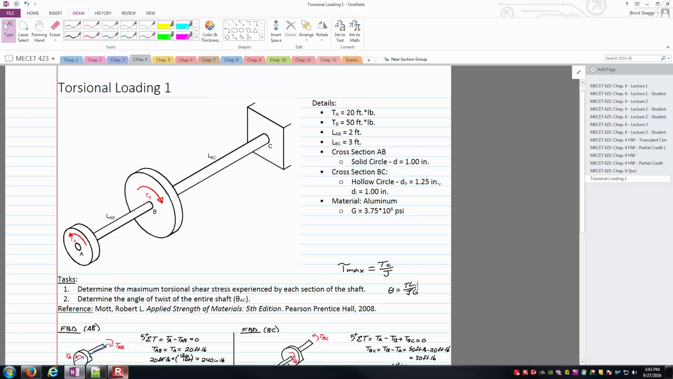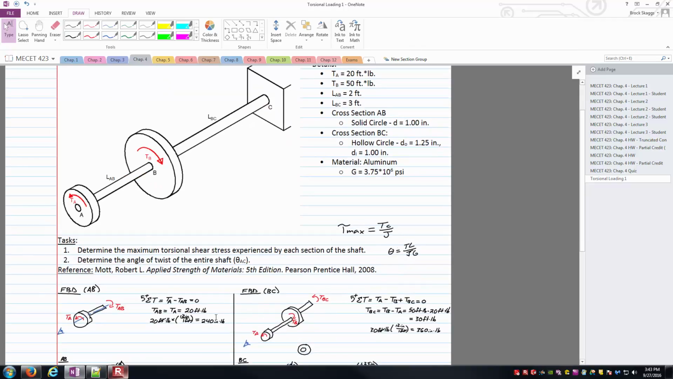And so in order to deal with that, here I've got to split this into two separate problems. The reason being is because my sections AB and BC, well, they both have different cross sections, so the polar moment of inertia is going to also be different, and the torque is different, right? One's carrying 240 inch-pounds, the other's carrying 360 inch-pounds. And so we're basically going to split this problem up into two subproblems.